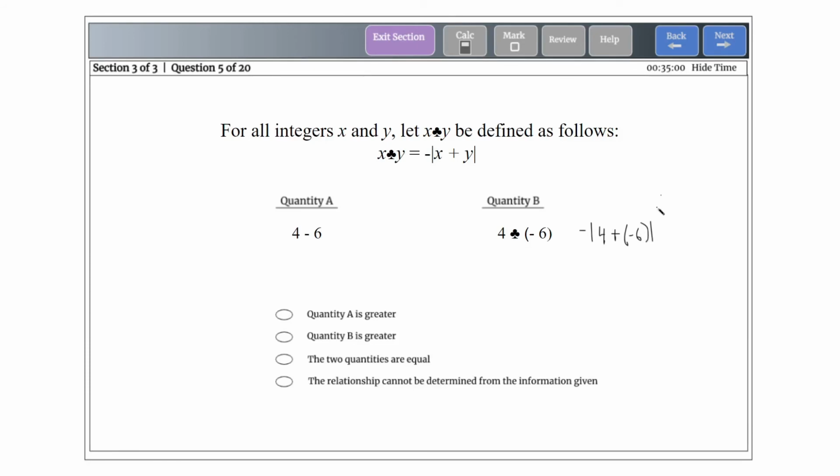In order of operations, absolute value is in the same step as parentheses. So what we have to do is evaluate everything inside the absolute value first. So in this case, 4 plus -6 is just -2. So we would rewrite this like so. The absolute value of -2 is just +2, so this will look like negative the quantity +2, and once you apply the negative, you're just left with -2. And so in this case, quantity B is -2, quantity A is -2, and we would answer C.